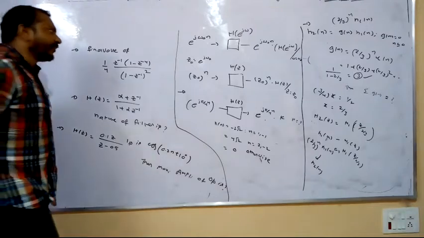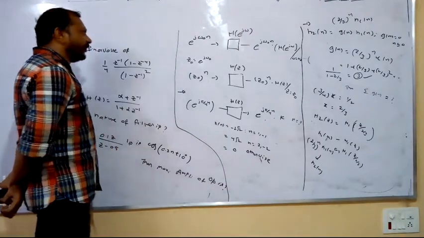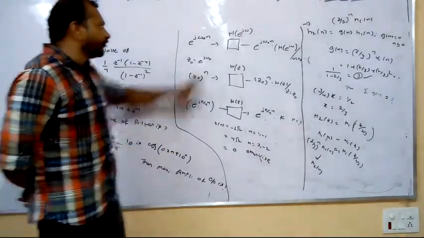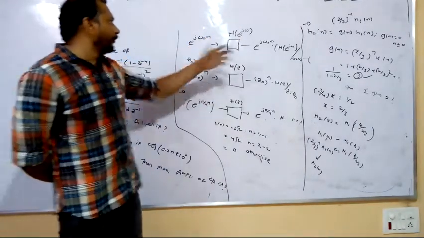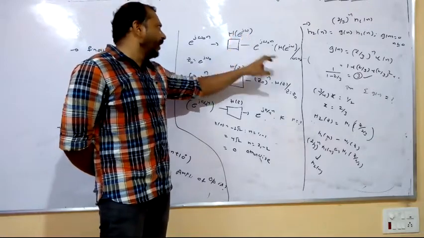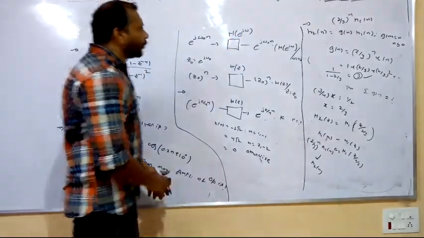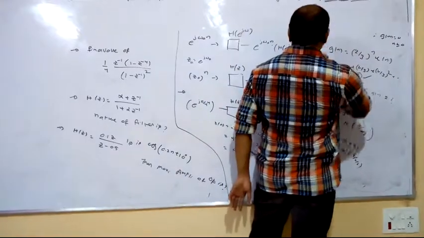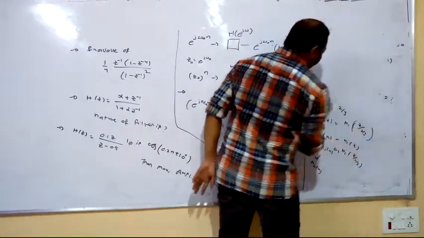Similarly, in this expression, e power j omega naught n is given as the input to the filter H of e power j omega. The corresponding output is the same value e power j omega naught n into the value of H of e power j omega at omega equal to omega naught.